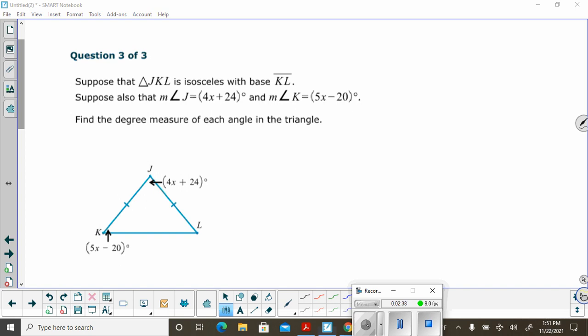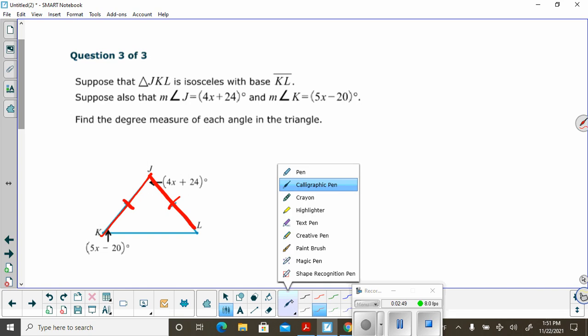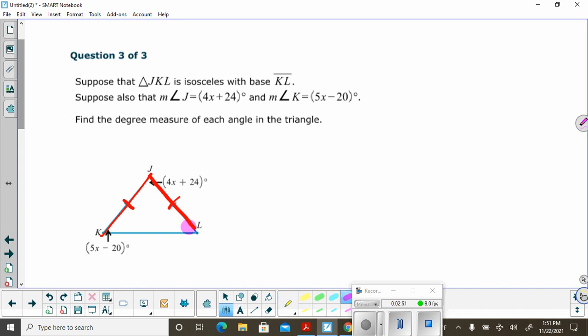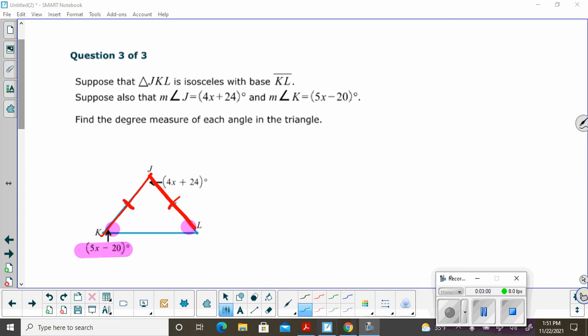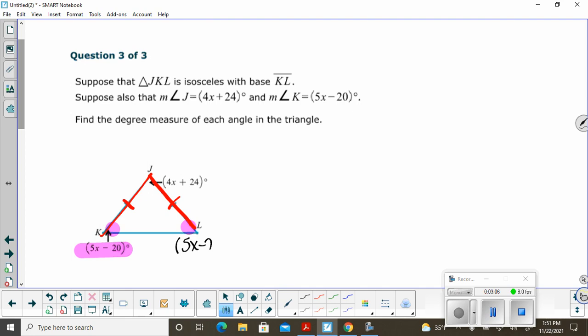Our last one kind of takes it a notch up in your complexity, but it's not too hard for you to solve. What did we say about two equal sides? Well, we said that their angles are equal as well. So if K is 5x minus 20, then what do you think L is going to equal? You guessed it, 5x minus 20.